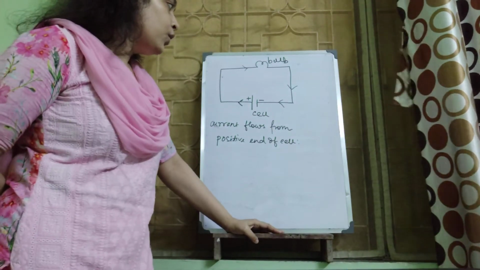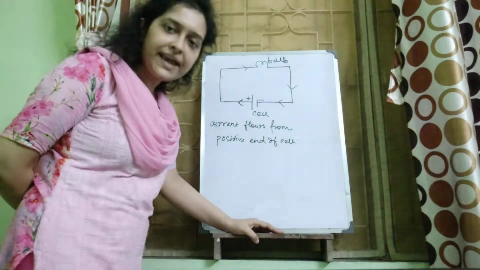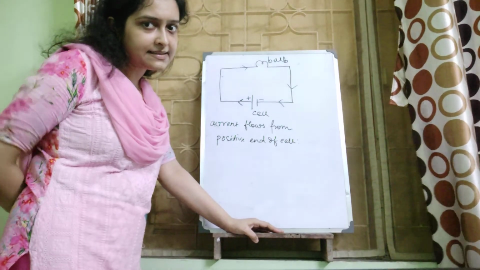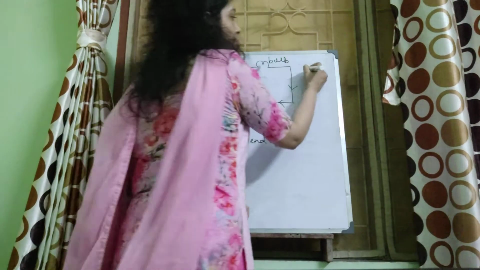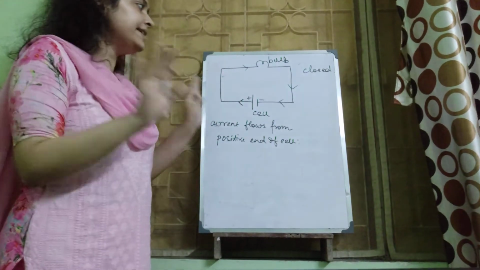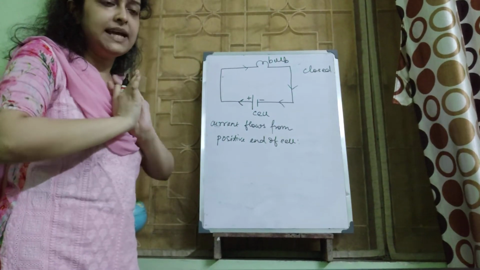Right? Now, is the bulb glowing? Yes. So, is it a closed circuit or open circuit? It's a closed circuit. Why? Because there is no path which is incomplete.